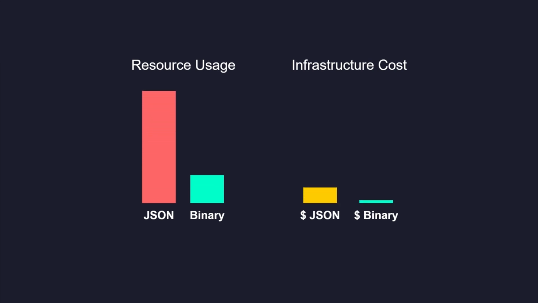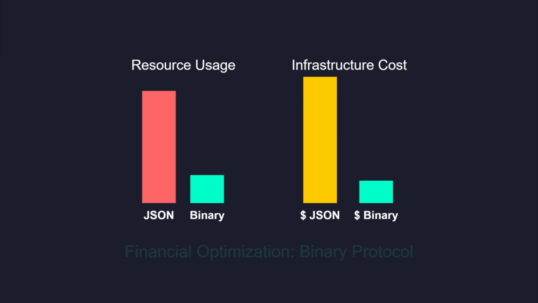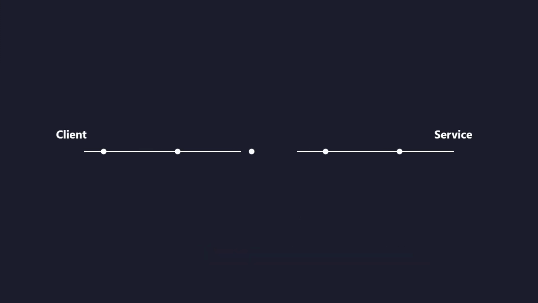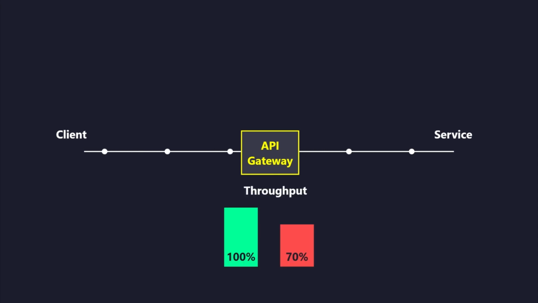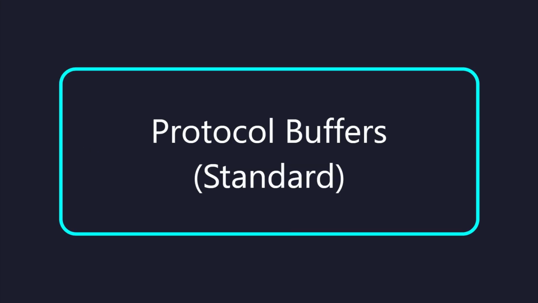Higher throughput and lower resource usage directly translate to lower cloud infrastructure costs, making the choice of an efficient binary protocol a financial decision as much as a technical one. Adding a complex API gateway for authentication and rate limiting can reduce total system throughput by up to 30% if the gateway is not optimized for binary protocol transparent proxying.